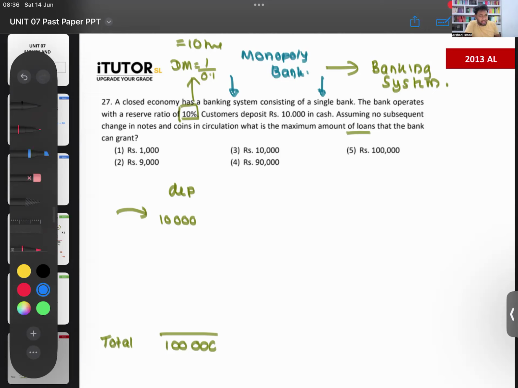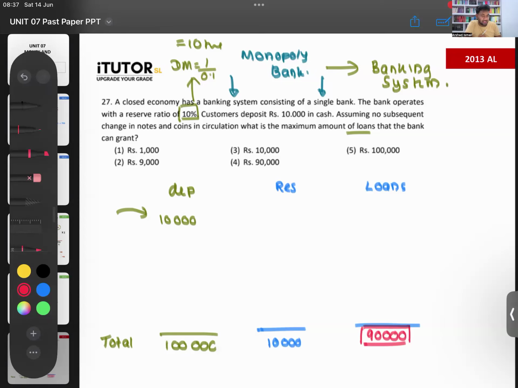They're not asking you for that. They're asking you for the total loans in the banking system. So how much of loans will be there? If deposits were 100,000, how much would the reserves be in the banking system? From that 100,000, you have to keep 10%, so that would be 10,000. Then how much of loans would be there in the entire banking system? There would be 90,000 worth of loans, and that is your answer there.